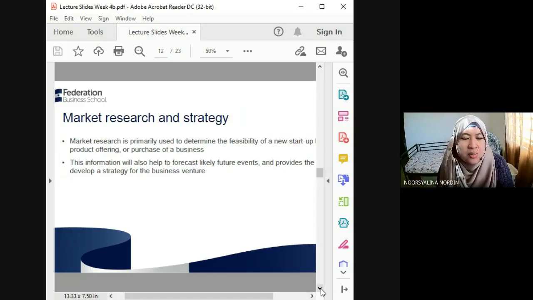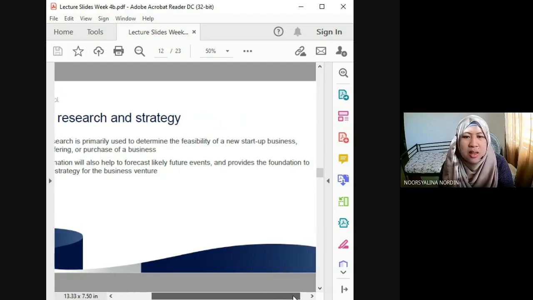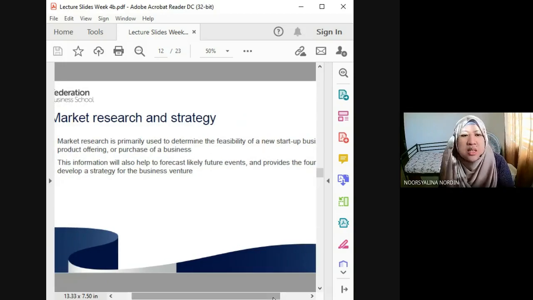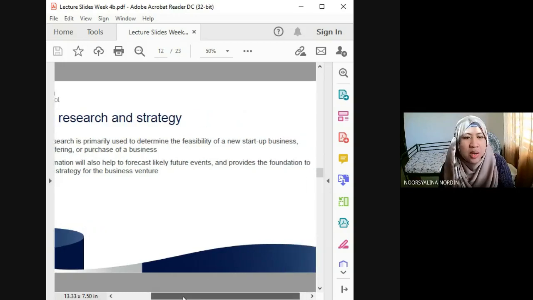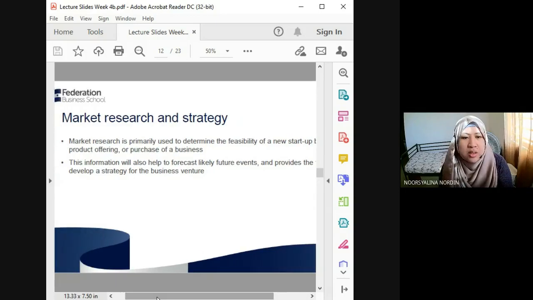Now, market research and strategy. Market research is primarily used to determine the feasibility of a new startup business, product offering, or purchase of a business. Of course, when we want to do a startup business, we have to make sure about this stage, because it is fundamental to what business you want to do. This information will also help to forecast likely future events and provide the foundation to develop strategy for the business venture.